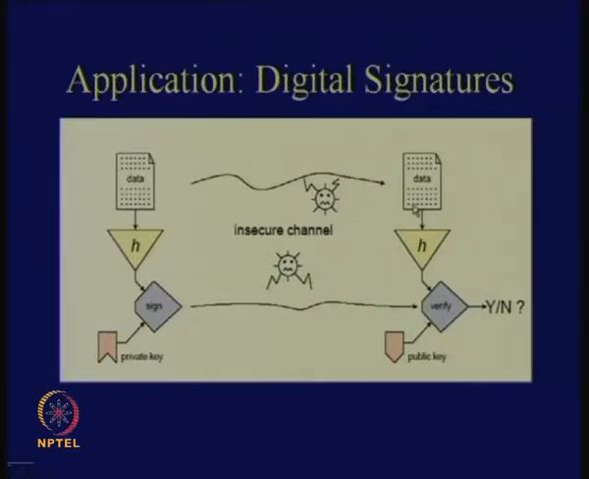So how do you verify? You take the data, you apply the function h, and then you verify by decrypting using the public key actually. We have really not gone into the asymmetric key cipher discussions, but we can just understand that in case of asymmetric key encryption, the private key and the public key are inverses of each other. So they cancel out kind of. Therefore you can verify.